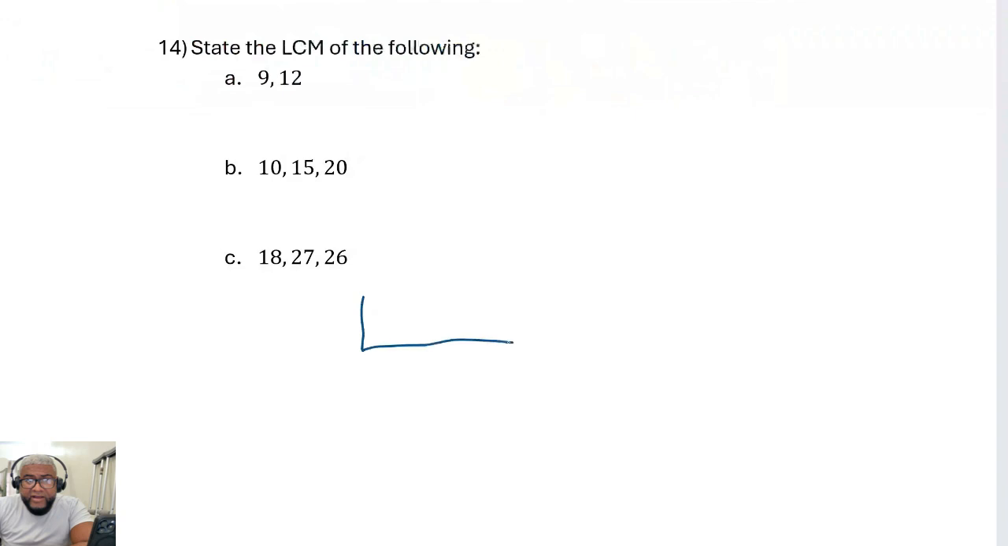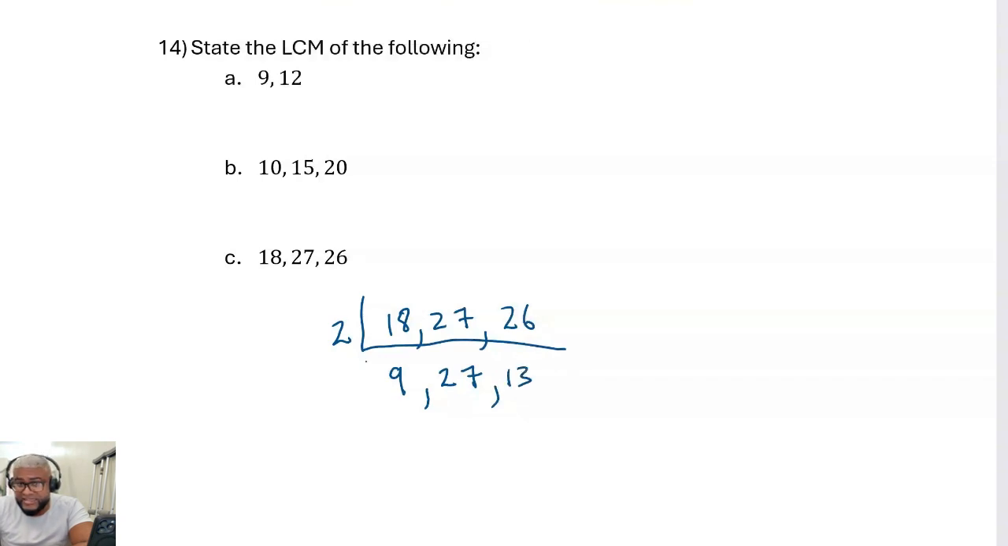So I'm going to have 18, 27, and 26. We're going to start with 2, the same first prime number. Could 2 go into any of these? Yes. 2 could go into 18. 2 into 18 is 9. 2 cannot go into 27. So once 2 cannot go, you bring it down. Okay, everybody clear there? You bring it down. Then 2 into 26 is 13. So we're going again. Then we're going to use 2. 2 cannot go into anything here.